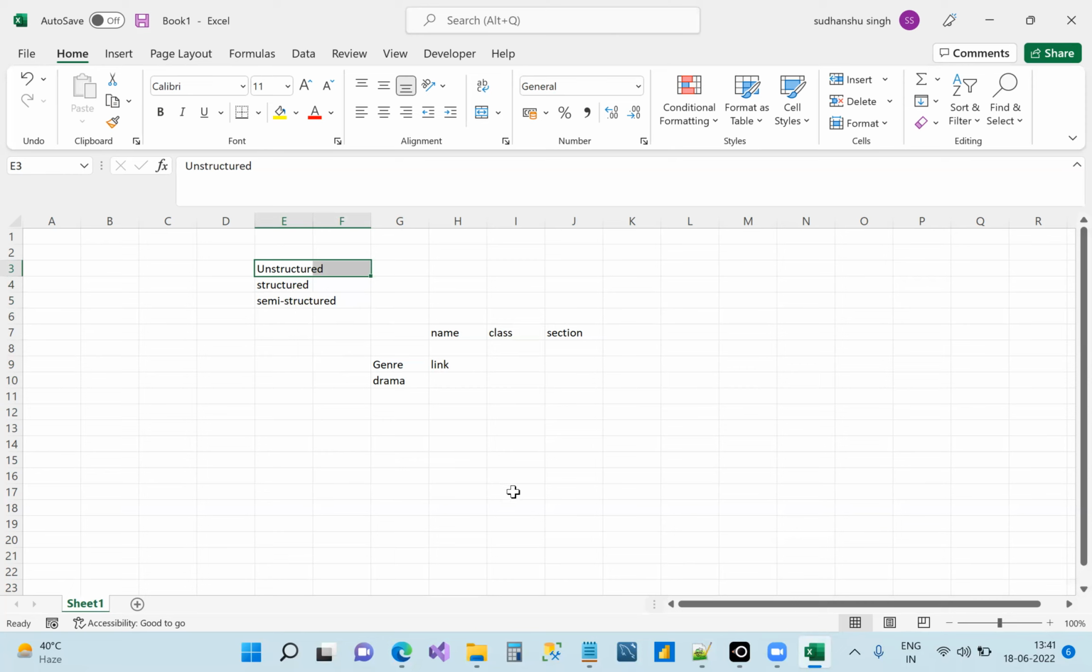Sudhanshu, I have a question. Structured data can then only be in written form, not in verbal or anything else, right? Yes, you can say that. Anyone else has any doubt?